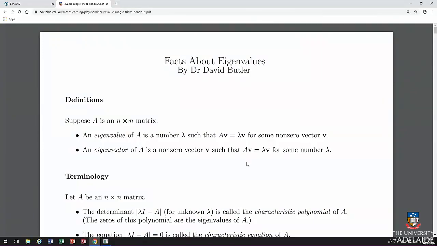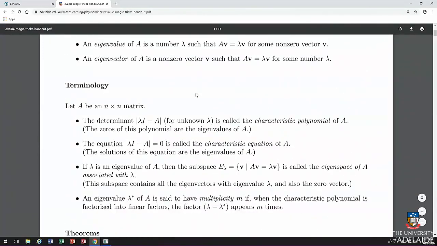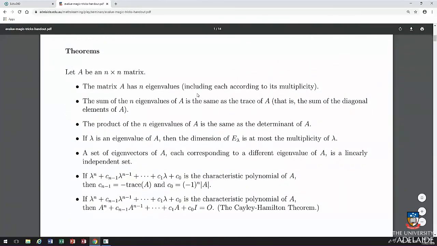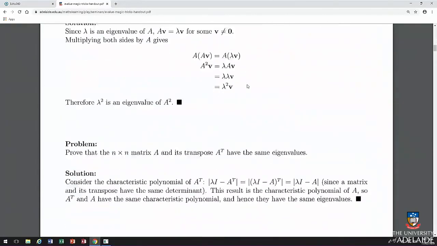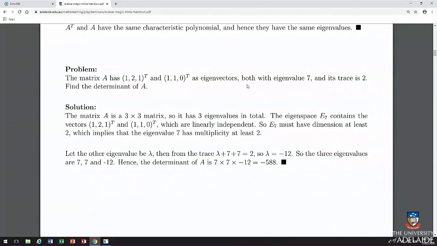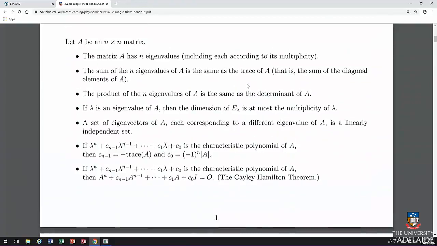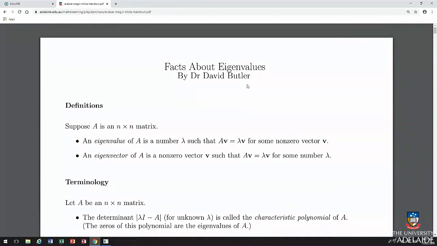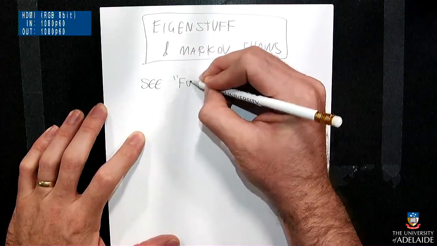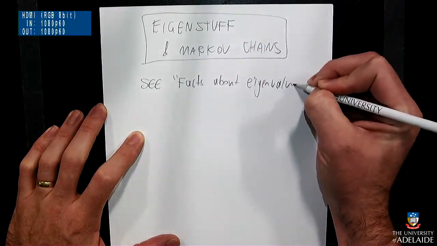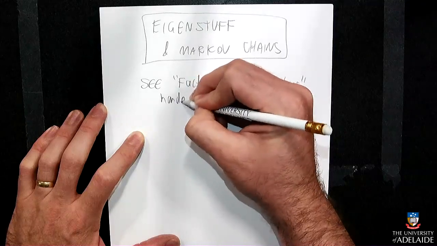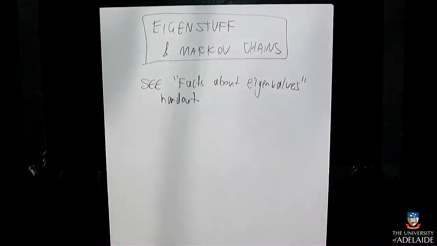Cool. And then there's all these cool facts, some terminology, and some theorems about how eigenvalues are connected to other bits and pieces of information around here. And then there's some classic problems that illustrate how you would go about reasoning about eigen things. That's what this handout is. So I'll say that, and it will remind me to put it on the web page.